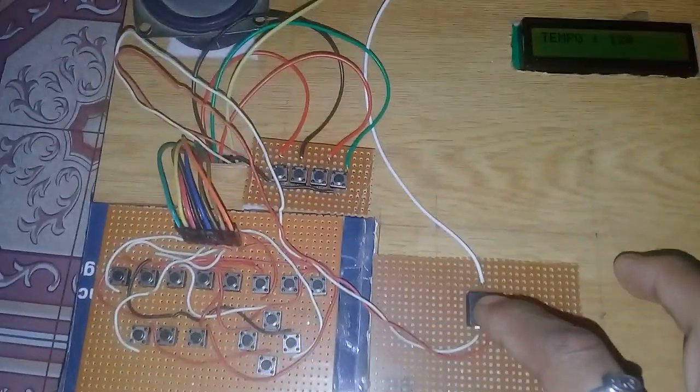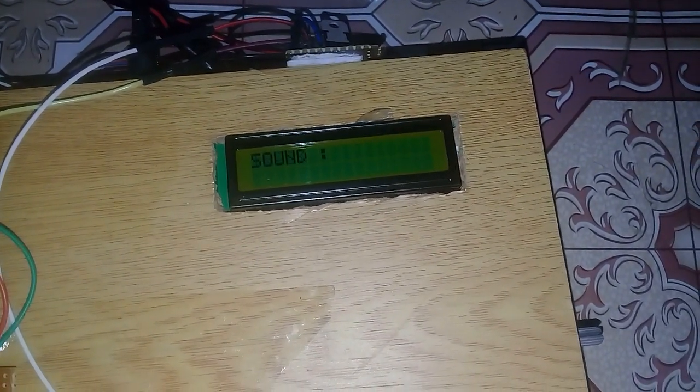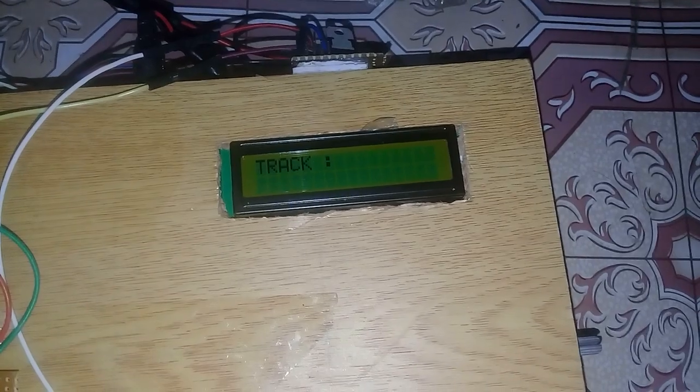Now I'm gonna switch to the drum. Okay, now we are switched to the drum. For the drum, first of all, same selector. Tempo this is, right? And this is for the first track. All together we have four tracks.